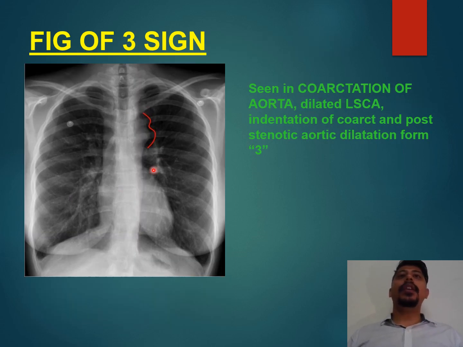Figure of 3 sign seen in the coarctation of aorta. So this is the dilated left subclavian artery. Then this is the indentation of the aorta, and post-stenotic aortic dilatation forms the figure of 3 sign in the coarctation of aorta.